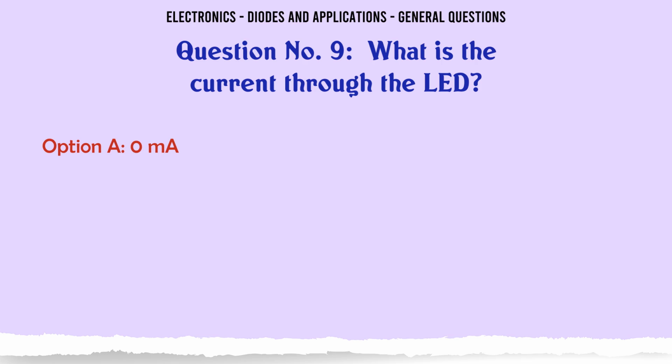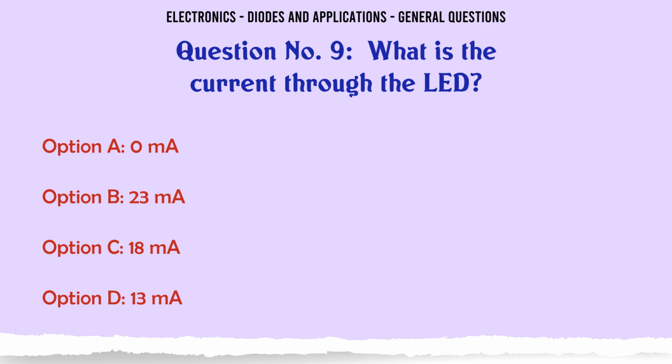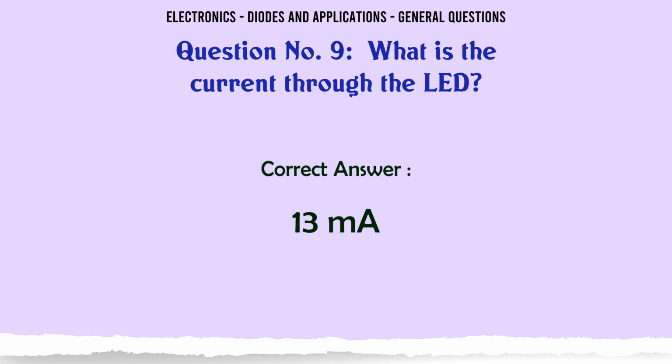What is the current through the lead? A. 0 mA. B. 23 mA. C. 18 mA. D. 13 mA. The correct answer is 13 mA.